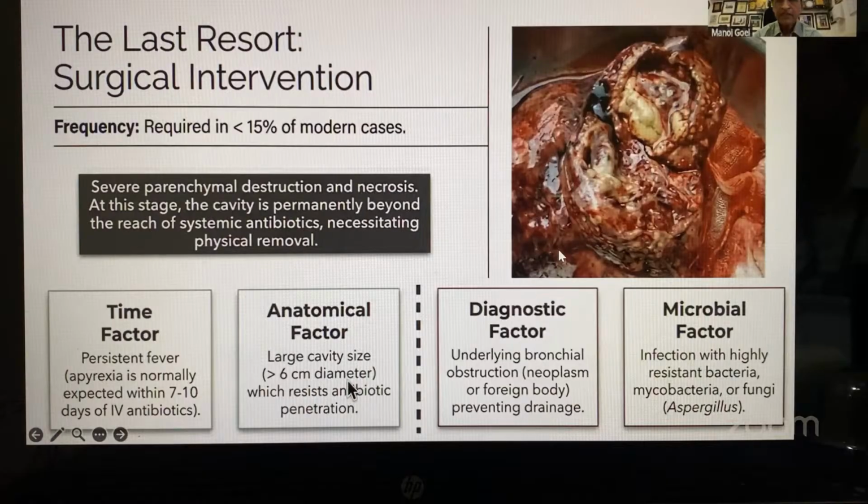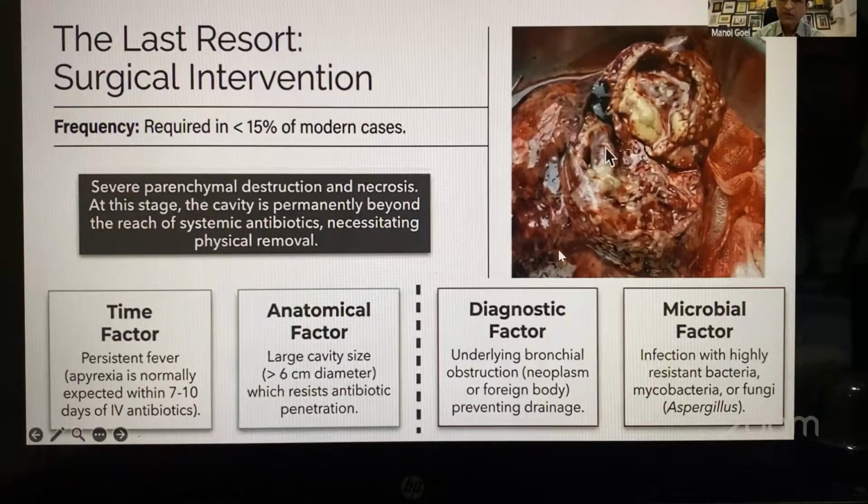If there are anatomical factors like a cavity size of more than 6 centimeters in diameter, or there may be endobronchial obstruction, or there may be resistant organisms. But these may be the relative indications. The strong indication would be if there is severe parenchymal destruction and necrosis, and at this stage we believe the cavity is permanently beyond the reach of systemic antibiotics, then we offer surgical resection in these patients.